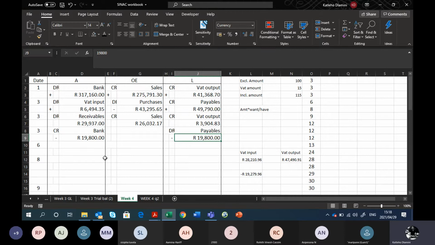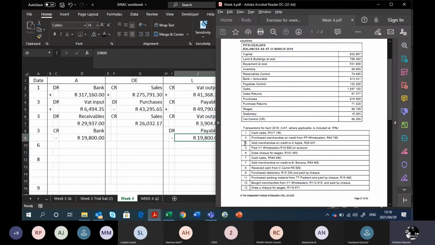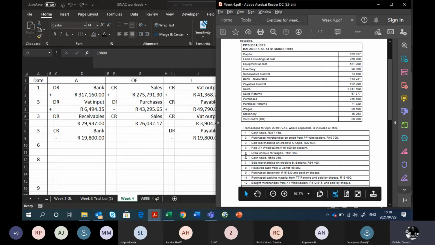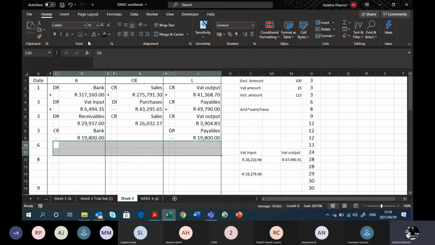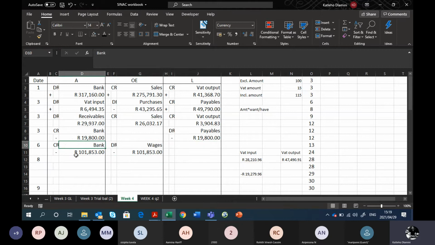How many do we still have? I think I'll do until 12, and then you can do the rest of them and then we'll mark. Drew a check for wages for 101,853 rand. Now you're going to credit your bank account because the money is leaving the bank account, and debit your wages with that amount. Here you are: bank is credited with the amount, wages is debited with the amount.